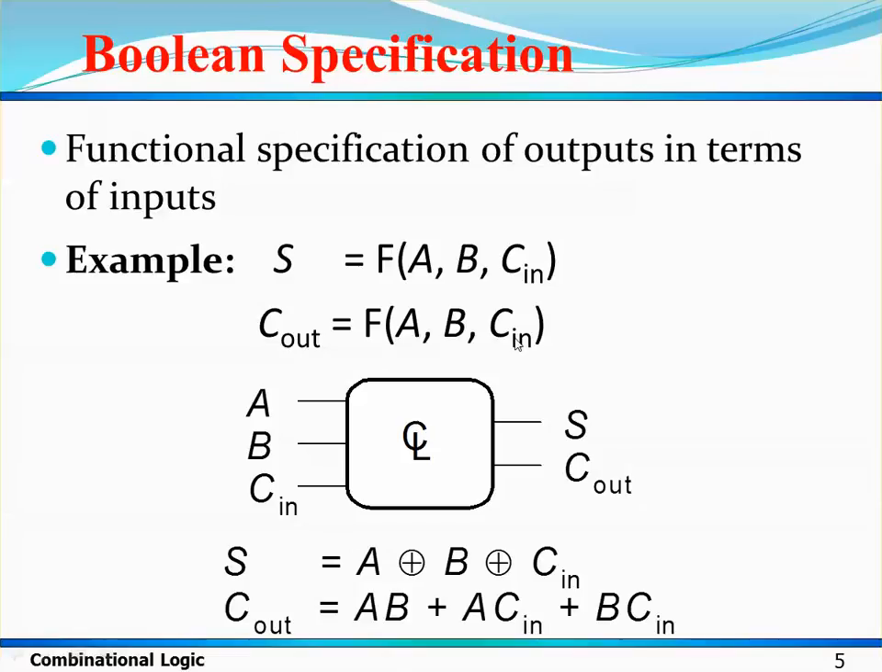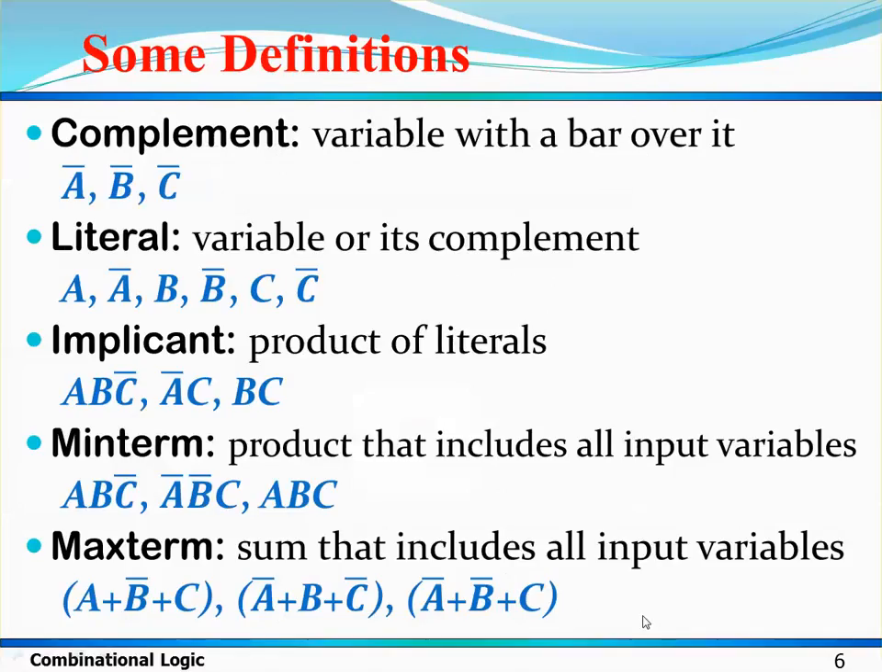After deriving the truth table of the full adder and simplification, we found that the function S is equal to A exclusive or B exclusive or C in. C out is equal to A and B or A and C in or B and C in, or you can call it AB plus A C in plus B C in.